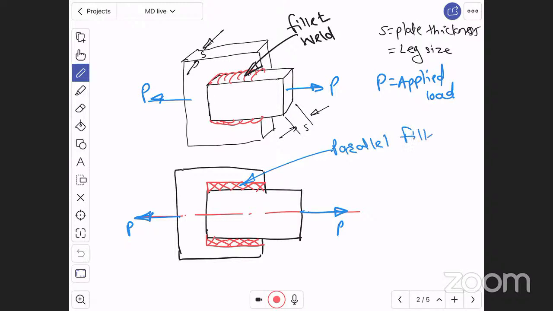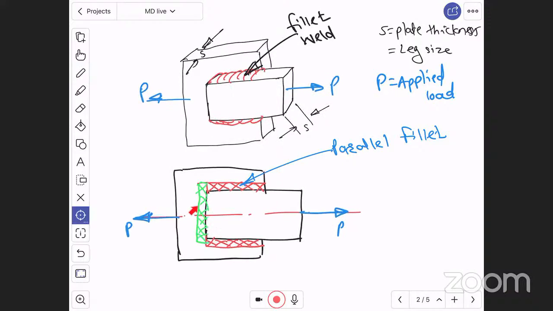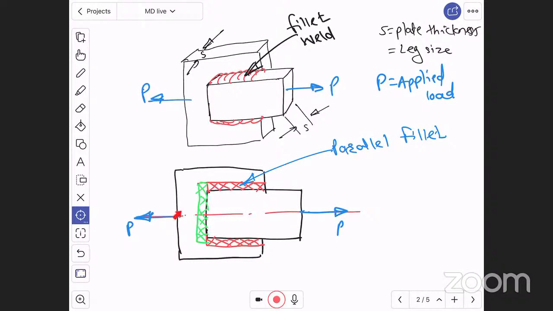And if welding and load are perpendicular to each other, let us say if I do welding over here, like this, at this location. Now, can you see this welding is perpendicular to the load axis? Therefore, this welding is called transverse fillet weld. If welding and load are perpendicular to each other, then it is called transverse fillet weld. Otherwise, if welding and load are parallel to each other, then it is called parallel fillet weld.